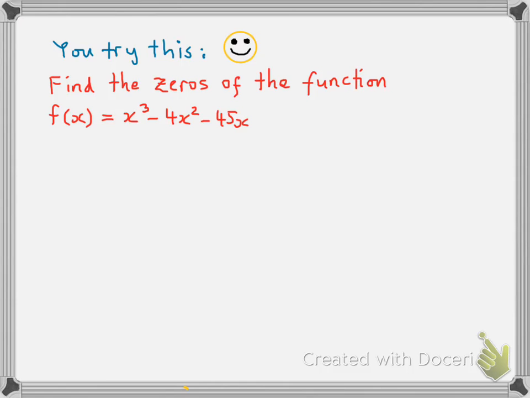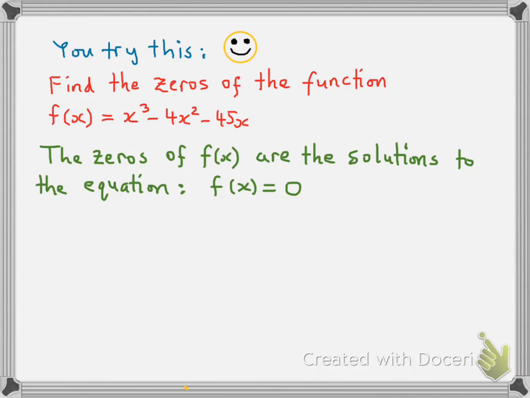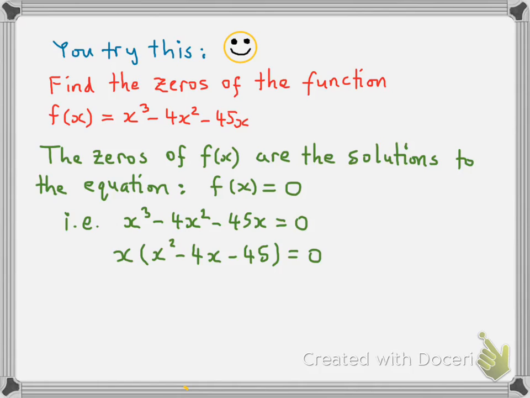So what did you do? Well, here's what I did. To find the zeros of the polynomial function, all you need to do is take the polynomial and set it equal to 0. And in this case, like in the examples we did, you have to factor the left side. So that means x cubed minus 4x squared minus 45x equals 0. If you factor that, you will get x times x squared minus 4x minus 45 equals 0. And one of the factors is quadratic, which you can factor further. So you have x times x minus 9 times x plus 5 equals 0.